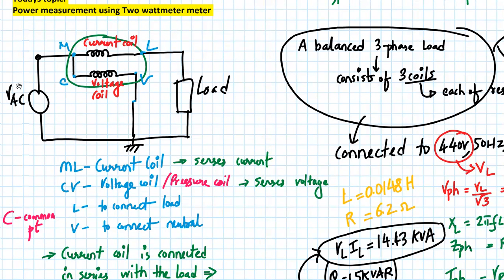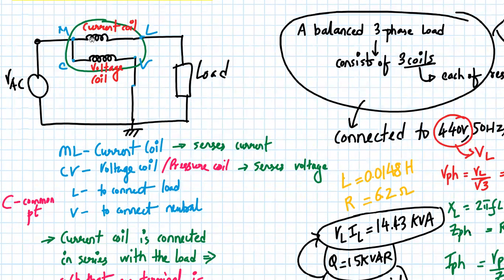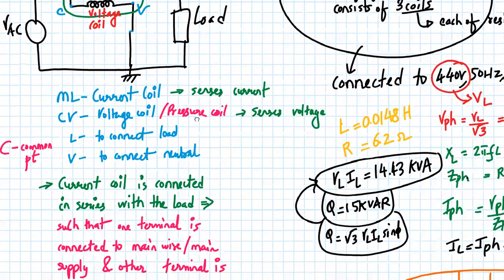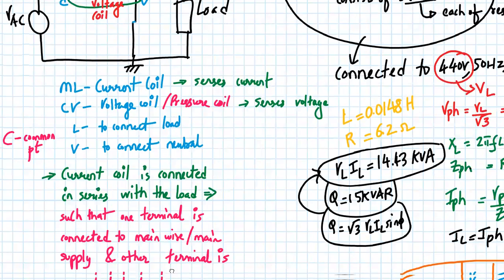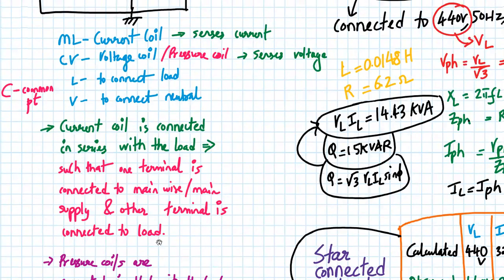In case of a three-phase supply, we have a neutral. If you see carefully, the current coil is connected in series with the load, such that one terminal is connected to the mains and the second terminal is going to the load. So that's what is written over here.